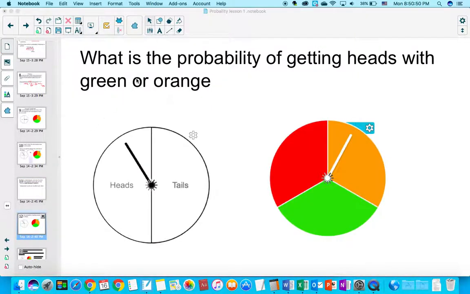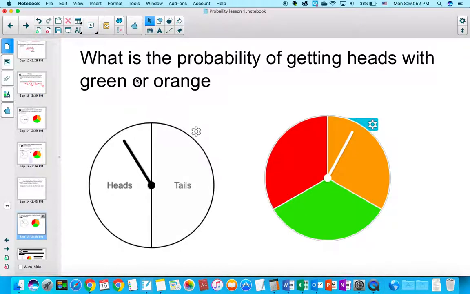So what is the probability of getting heads with green or orange? So we want heads, perfect, with green or orange.